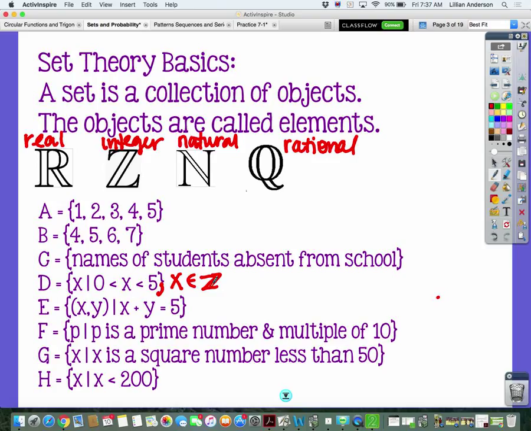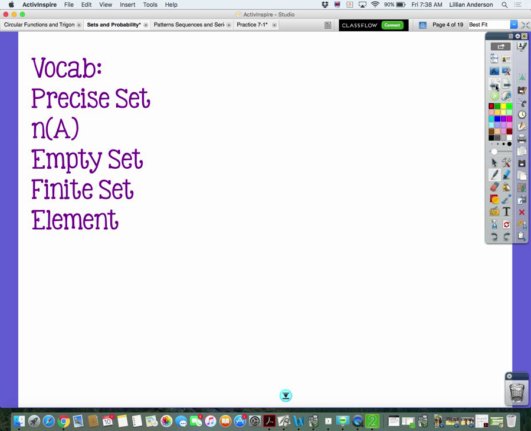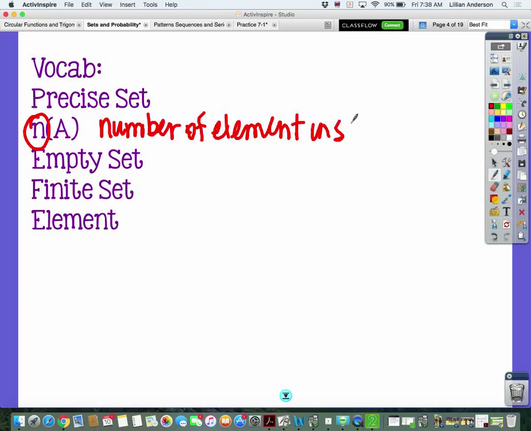Even G would be an example of a precise set because you can figure out what these square numbers are that are less than 50. Okay? The next one is N of A. Now this N means the number of elements in set whatever. Whatever's in the parentheses, that is basically asking you, what's the number of elements in set A.